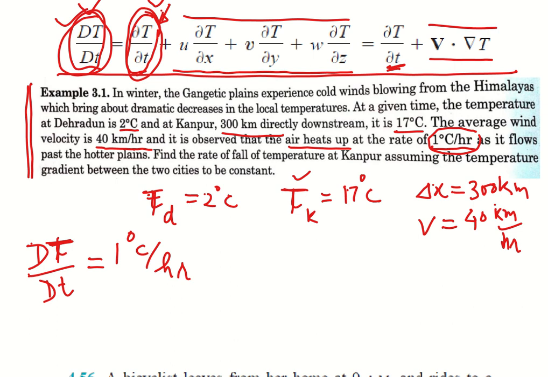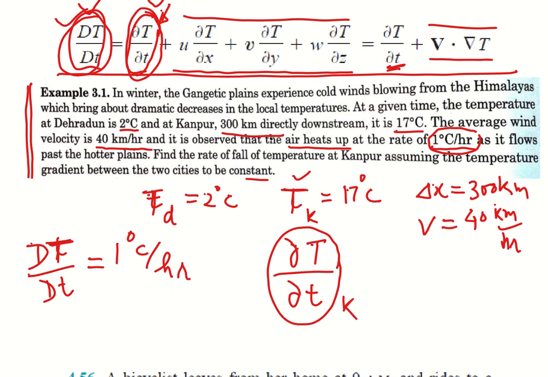As it flows past the hotter plains. Find the rate of fall of temperature at Kanpur, assuming the temperature gradient between the two cities to be constant. And you have to find out what? You have to find out the rate of fall of temperature. So you have to find out del T over del t, the local rate of change of temperature at Kanpur. So this is to be calculated.